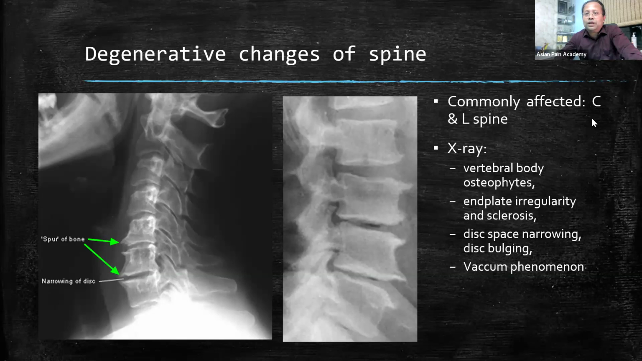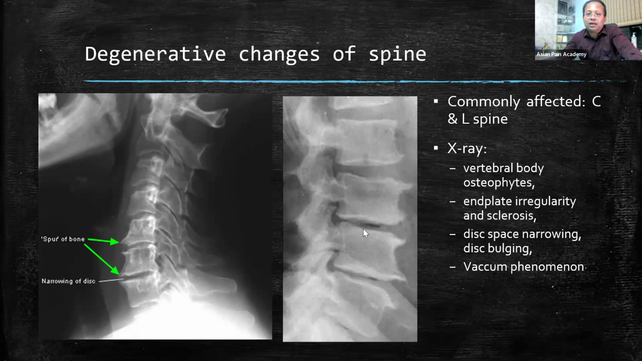So commonly it is affected in the cervical or lumbar spine, and we see osteophytes, end plate irregularity or sclerosis. Here you can see many of these areas are end plate. Here you can see these are irregular, end plate irregularity. Okay, end plate irregularity is there. Vertebral osteophyte you have already seen. Disc space narrowing you can see, and vacuum phenomenon.